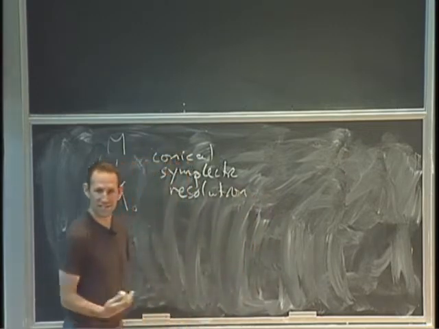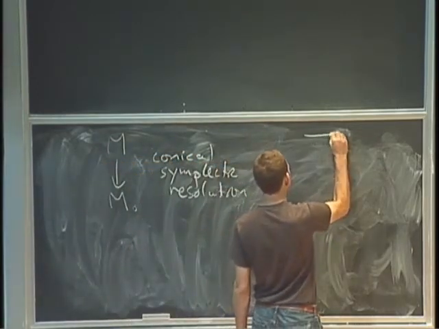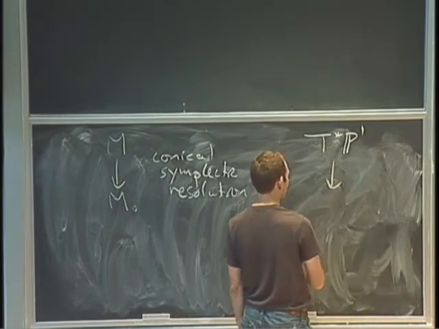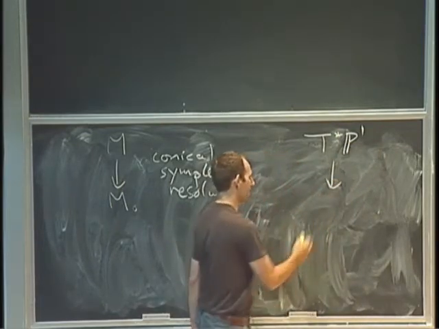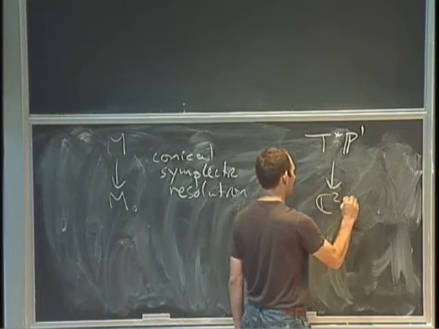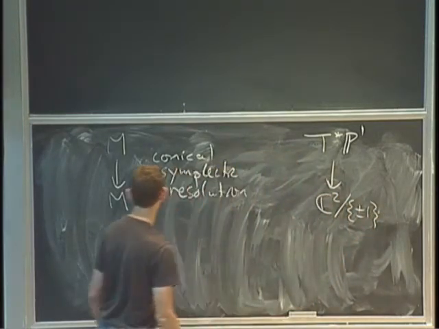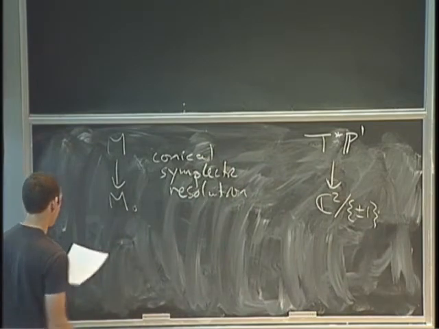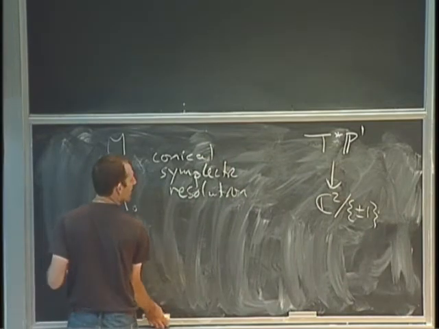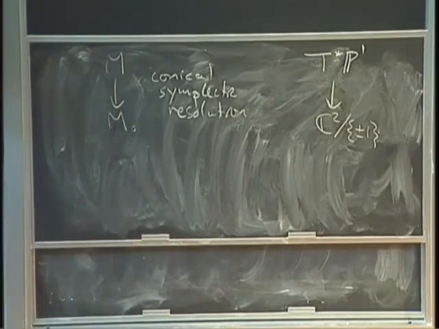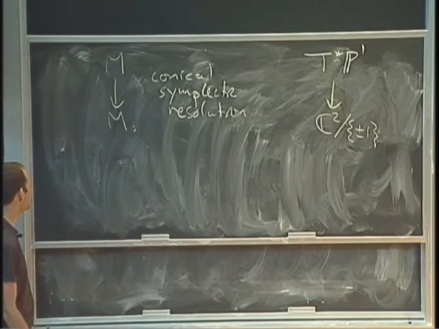The example you should have in mind, the simplest example, which has been mentioned a number of times, is the cotangent bundle of P1, resolving the nilpotent cone for SL2, which is C2 mod plus or minus 1. So that's the basic example. This has various structure and conditions implicit in it. It's part of the definition.